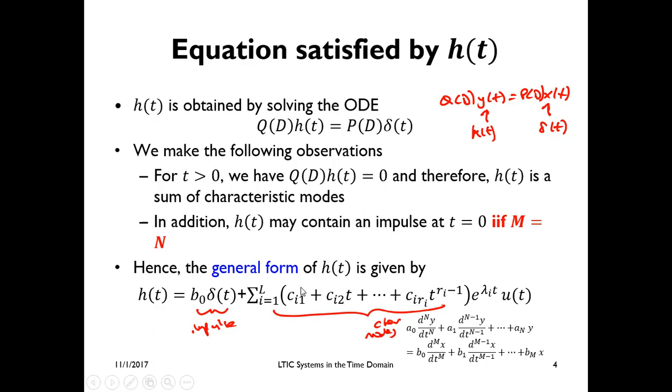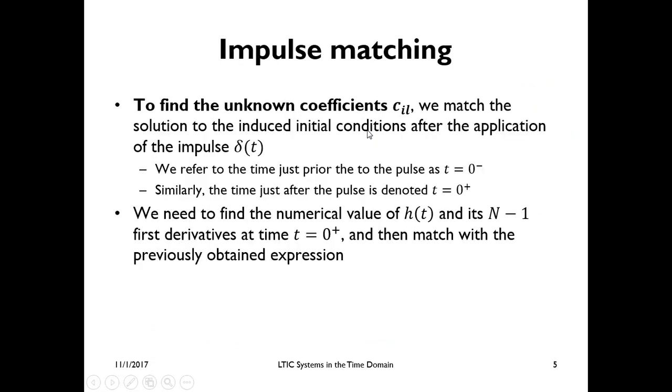To determine the specific coefficients over here, what we simply have to do is to substitute this form for our impulse response back in this differential equation, apply the differential operator Q to it, apply the differential operator P to our impulse function, and then equate like terms on both sides of the equation. This is referred to as the impulse matching method.